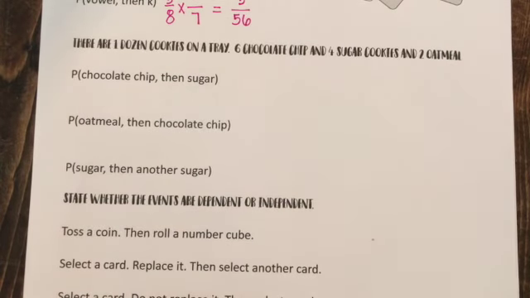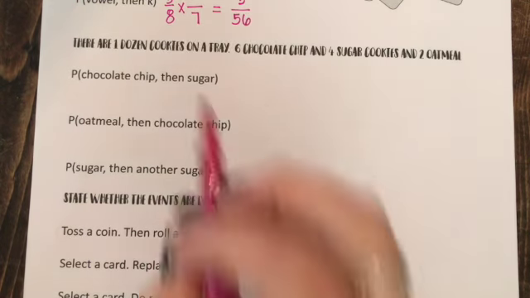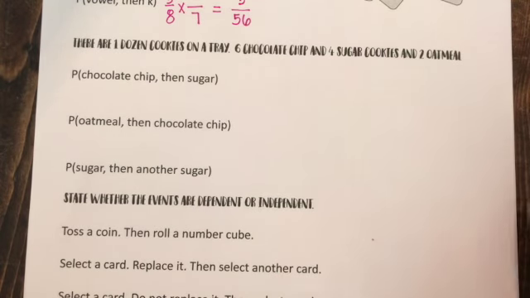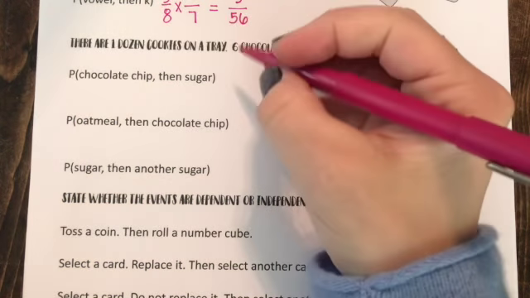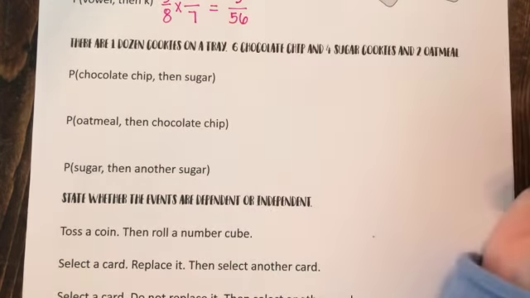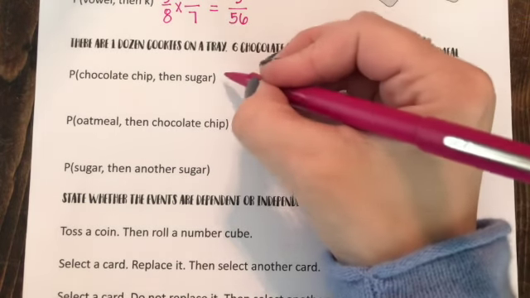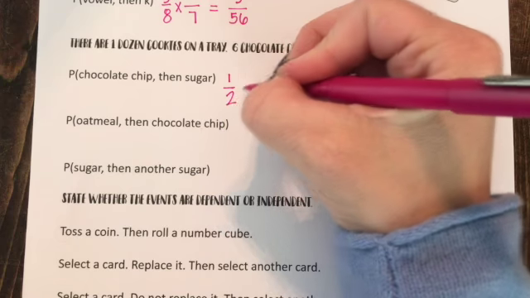Okay, so the next section says there are 1 dozen cookies on a tray, 6 chocolate chip, 4 sugar cookies, and 2 oatmeal. So what is the probability that you have a chocolate chip cookie, then a sugar cookie? Okay, and we're eating them. So every problem's resetting. So you're not gonna take a cookie and put it back. So what's the probability that the first cookie, if I just reach in there and pick one out, is a chocolate chip cookie? Okay, well it's 6 out of 12.